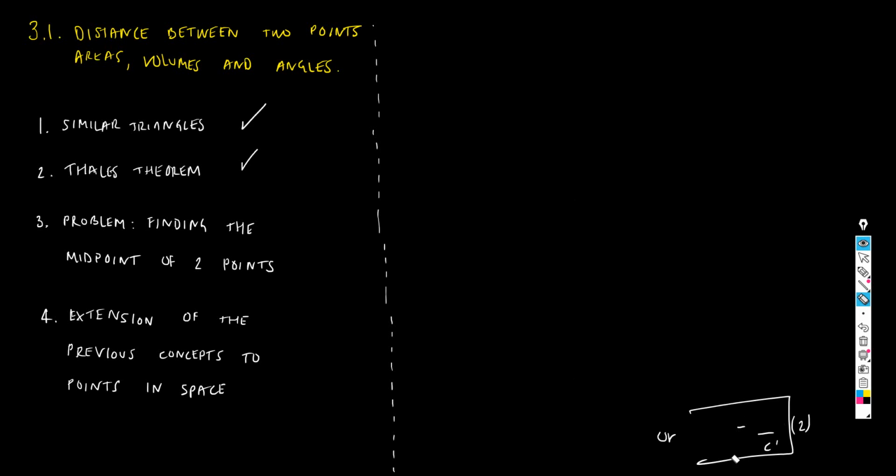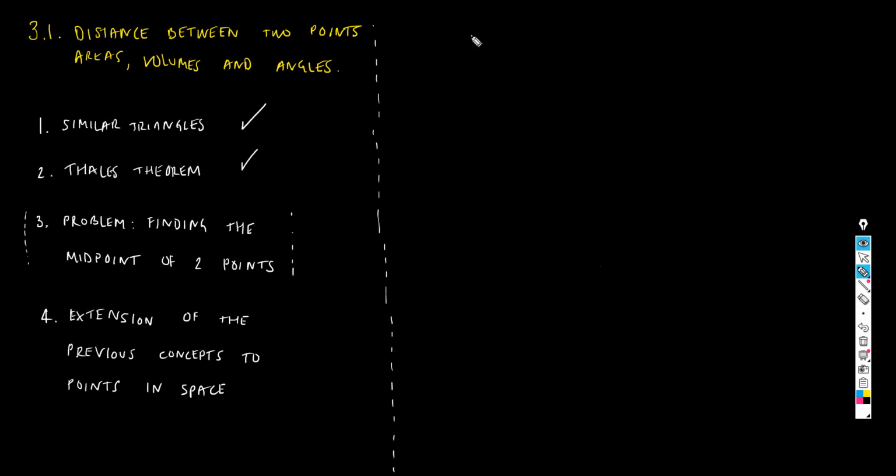And let's continue. Why am I talking about similar triangles and the Thales theorem? Why did I touch upon these two things? Because I need them in order to solve today's important problem, which is this one right here. This is what we want to know today, which is to find the midpoint of 2 points. What does that mean? It means the following.